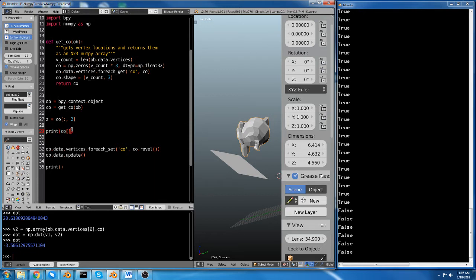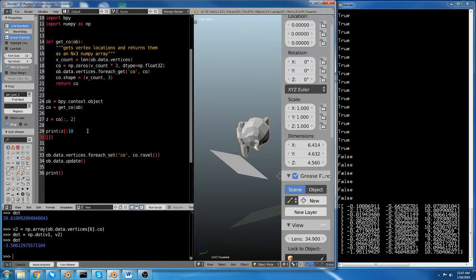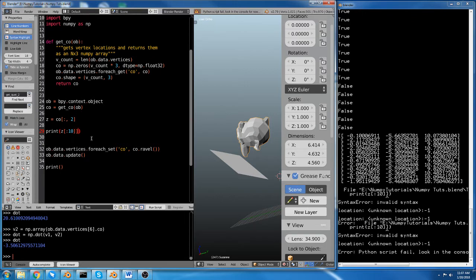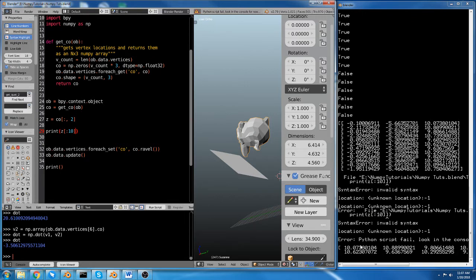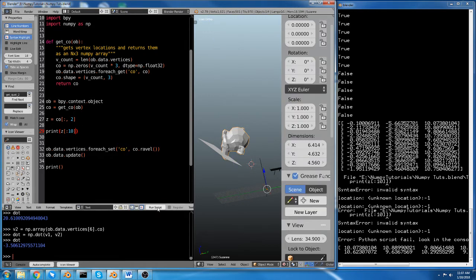Print CO, all for 10, gives you, now our active object is currently Suzanne, the first 10 vertices, so you can see that. And then if we print z, the z values, all for 10, we get the first 10 z values, which are whatever her z values happen to be. And you move that, then they change.